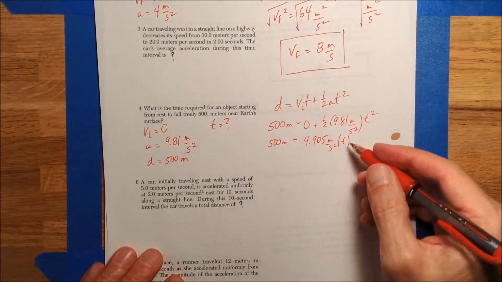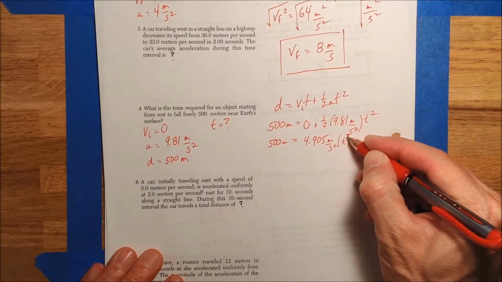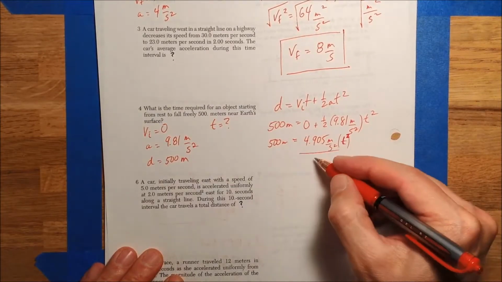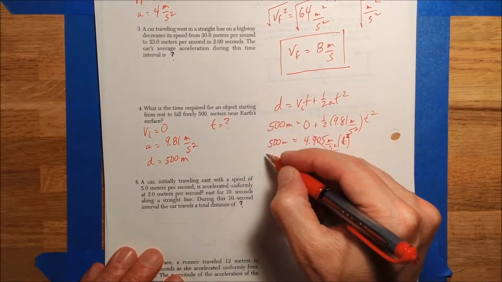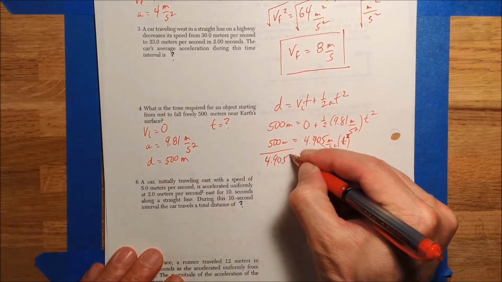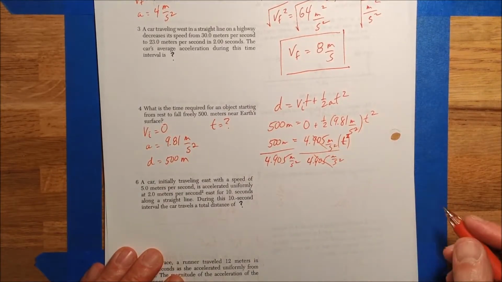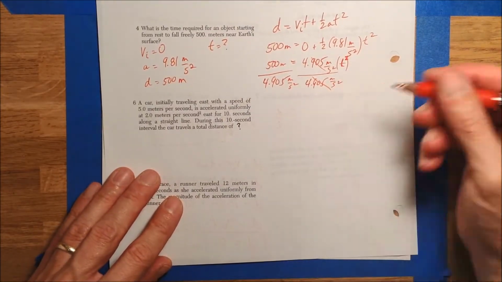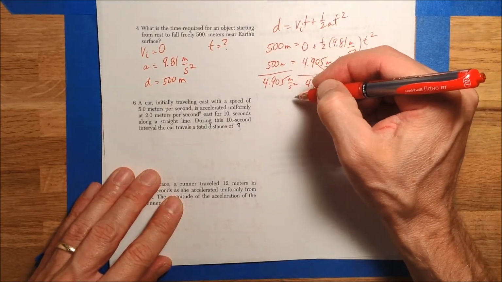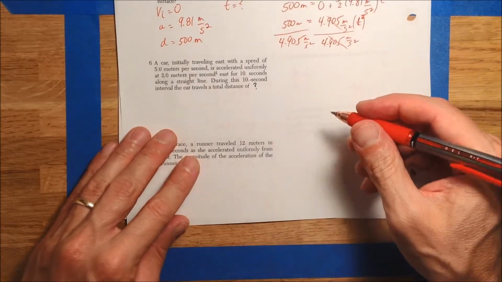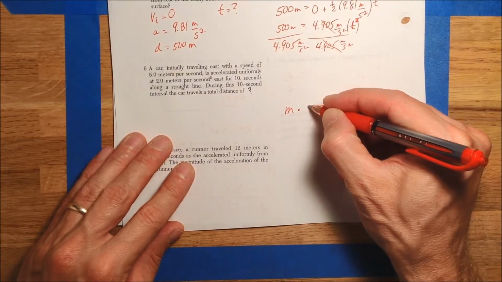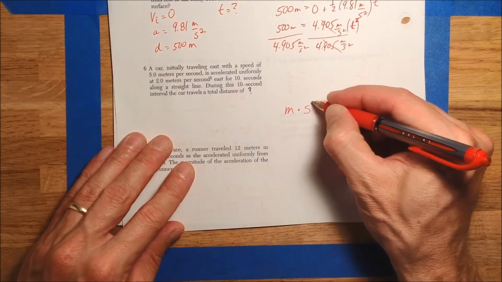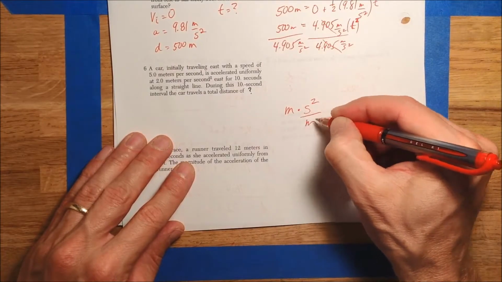I want to get t squared by itself. I divide this side by this, it cancels out. I do to one side, I do to the other: 4.905 meters per second squared. Now let's do the units here. I have meters divided by meters over second squared. So let's do our keep change flip thing. We keep meters, we change the sign, and then we flip it: second squared over meters.